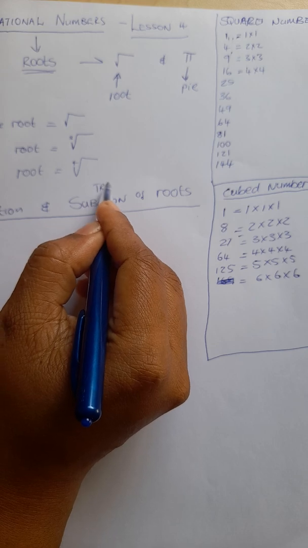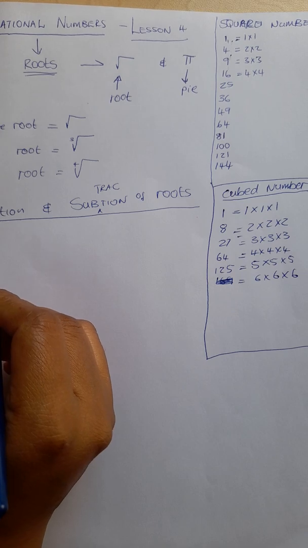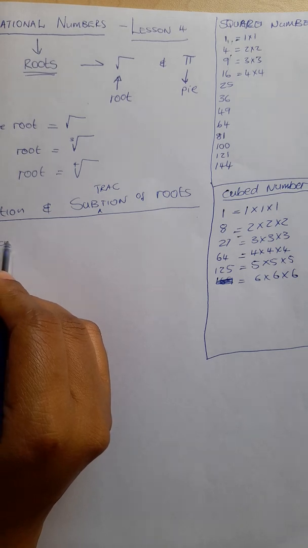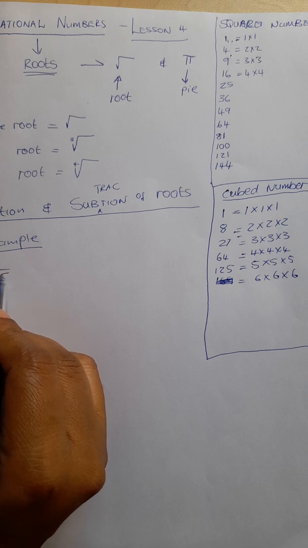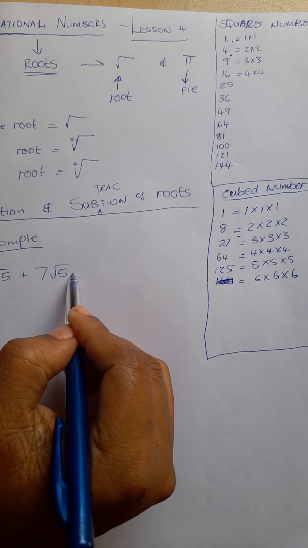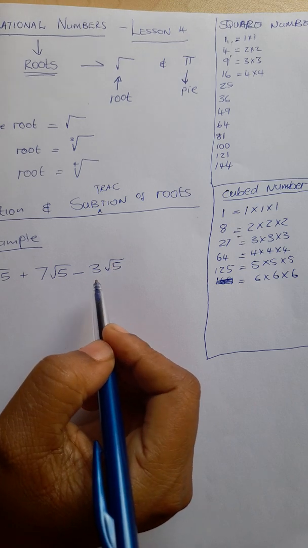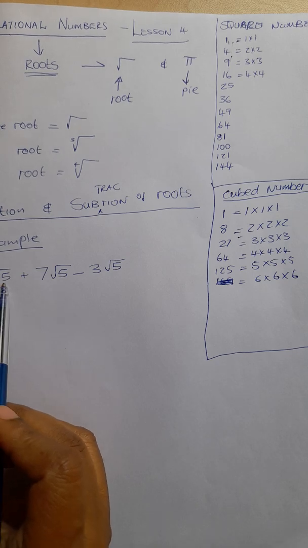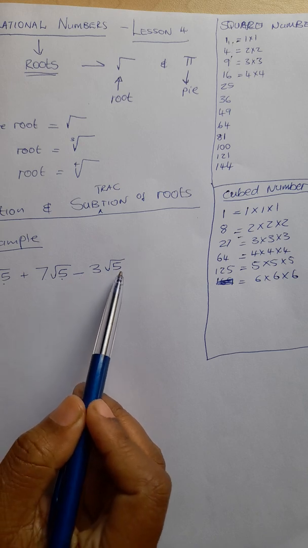Subtraction and addition of roots. Let's see, for example, the example that is in your textbook there. Let me write the example. You have 2 root 5 plus 7 root 5 minus 3 root 5. Let me try and pronounce this again correctly: 2 square root of 5 plus 7 square root of 5 minus 3 square root of 5.